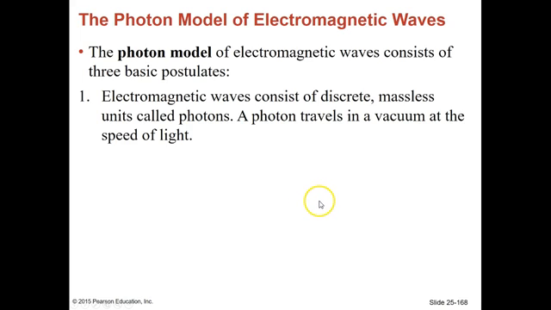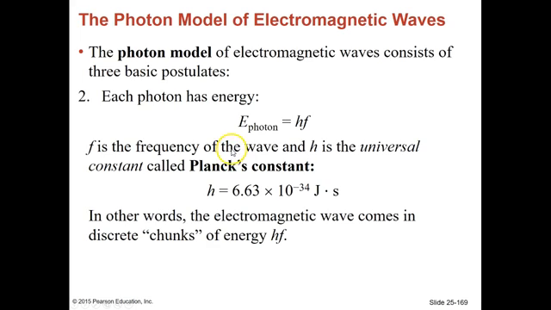So the photon model of electromagnetic waves consists of about three basic postulates. The first one is that electromagnetic waves consist of a discrete massless unit, and we call that a photon. A photon travels in a vacuum at about the speed of light. If it travels through air or glass or anything else like that, we actually slow light down. So you can slow light down and speed it back up to the speed of light.